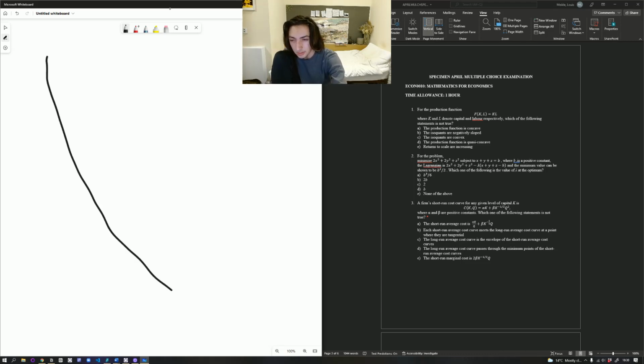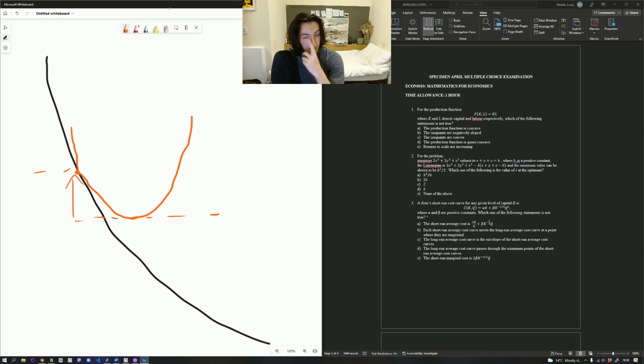Imagine a segment of the long-run cost curve here, and I'm going to draw a shorter-run cost curve in it. Say it is tangential just about here, but then curves down before coming back up. The minimum of the short-run average cost curve lies here, whereas the tangential point lies here, above the minimum. Therefore, this one is incorrect. We also know that E is correct from that, so our answer here is D.